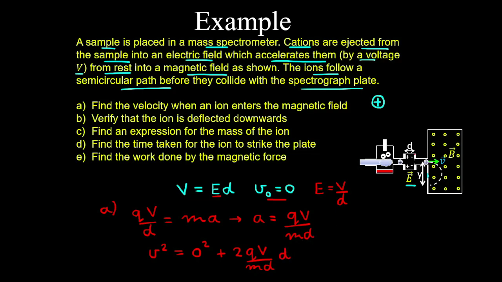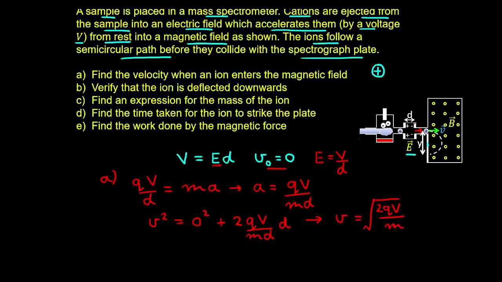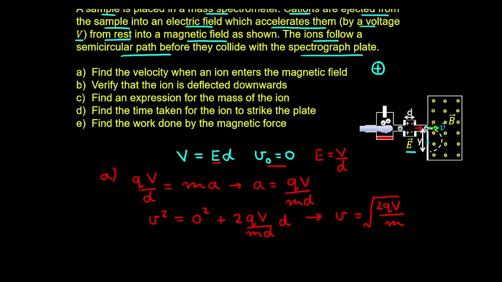So the velocity here, after the ion exits the electric field, is constant. So therefore, we have v is the square root of 2qV on m. And the velocity is directed to the right.